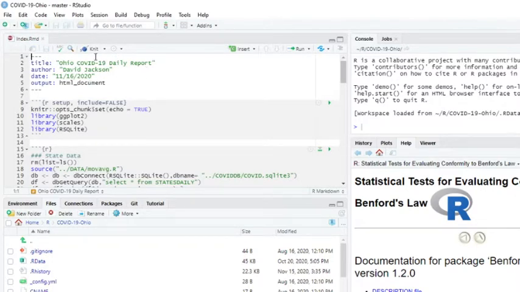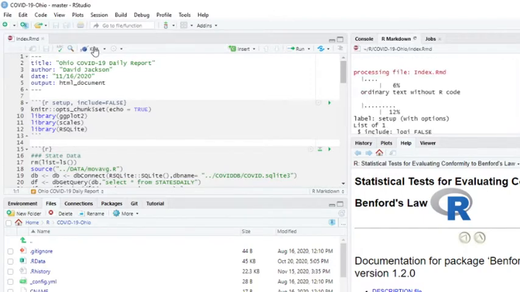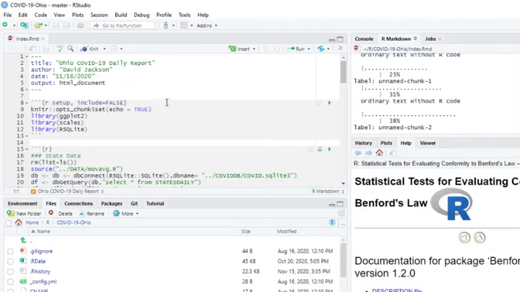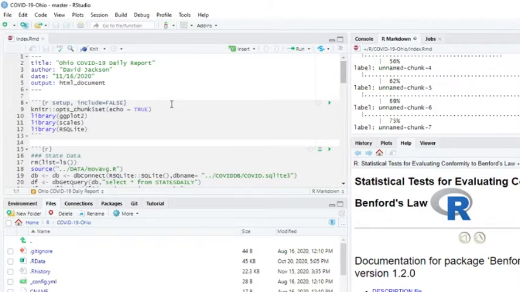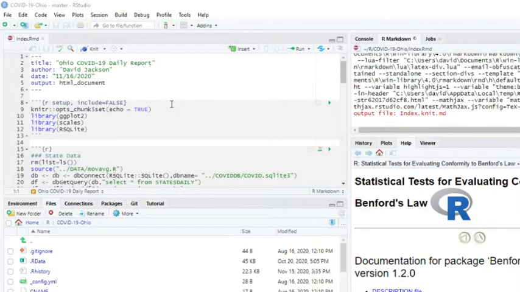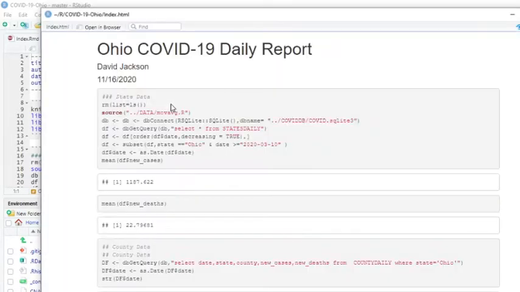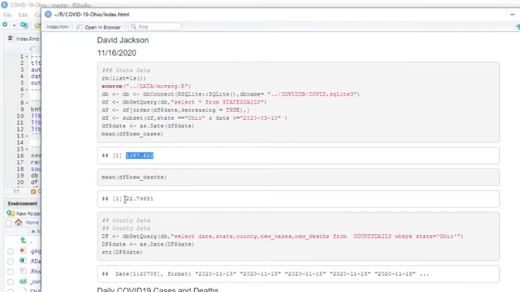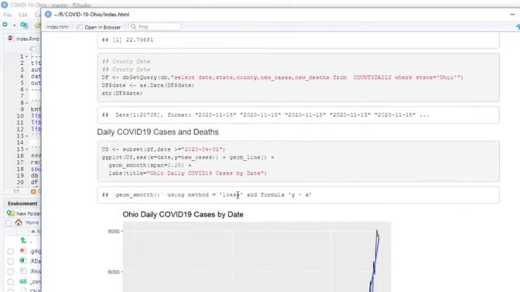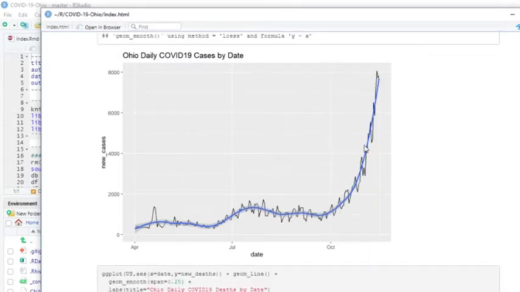Okay, so now let's take a look at the numbers for Ohio, state of Ohio. Ohio has definitely been struggling, although deaths have remained really low, I think. So currently, Ohio is averaging 1,187 cases per day, but only 23 deaths per day. Now, here you can see this is no surprise because cases are spiking up worldwide.